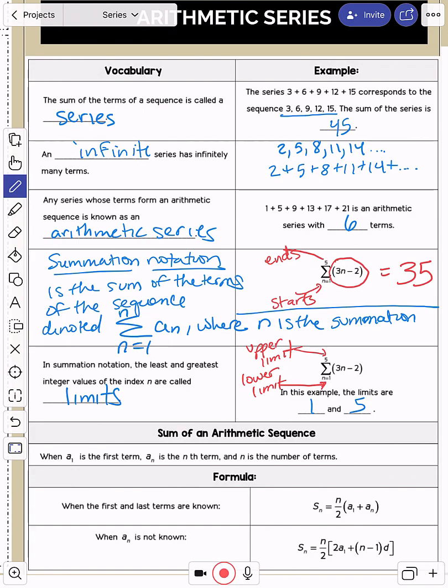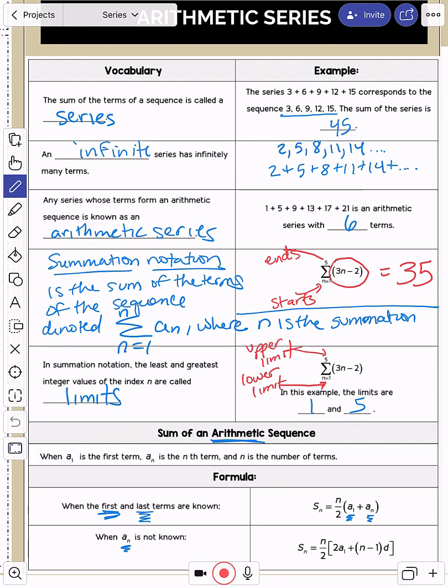All right, so the last important thing are these two formulas, and this is most of what we're going to do in this part of the unit. That is, how do you find capital S sub n, which is the notation for the sum. This basically means the sum of all the terms up to n. S sub n is equal to n over 2 times the sum of the first term and the last term, if you happen to know the first and last terms. And this is only true, by the way, for arithmetic sequences.